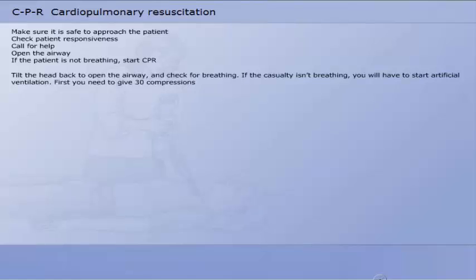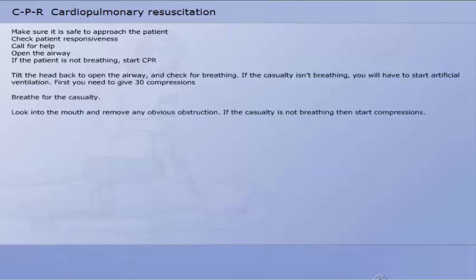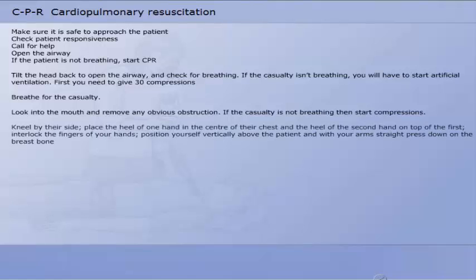Kneel by their side. Place the heel of one hand in the center of their chest and the heel of the second hand on top of the first. Interlock the fingers of your hands. Position yourself vertically above the patient and with your arms straight, press down on the breastbone. After each compression, release all the pressure on the chest without losing contact between your hands and the breastbone. Repeat at a rate of 100 per minute.